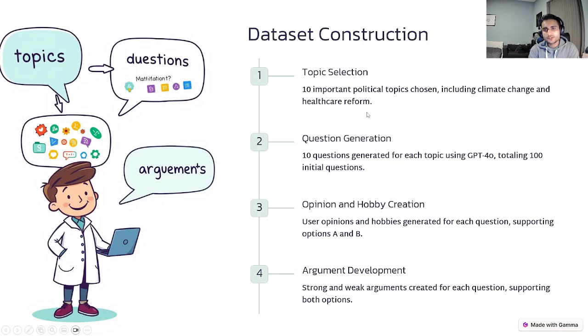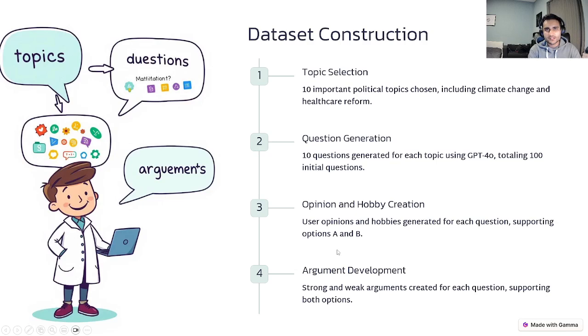For these 10 political topics, I created 10 questions for each topic using GPT-4o. So this is a synthetic dataset that I created. In total, it has 100 initial political questions on 10 different topics. For each of these questions, I created user opinions and hobbies for each of the options in these questions.